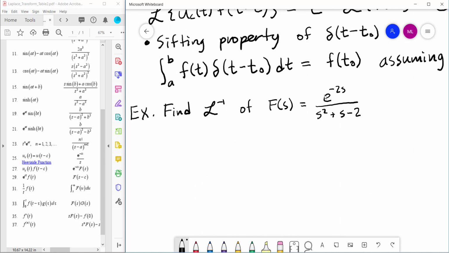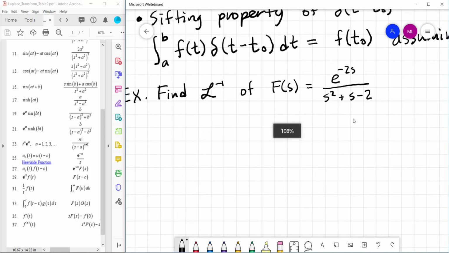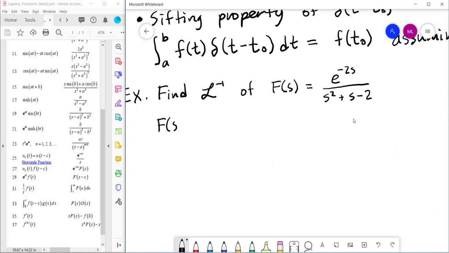So what I want to do is basically factor out, whenever you see an exponential in your Laplace space, in your functions that involve s, you basically always want to start by factoring that piece out. So I'm going to factor it out, and at the same time I also want to factor out the bottom. So let's look at our f of s. Our f of s in this case is going to be e to the negative 2s, I'll pull that piece out, times 1 over, I can factor this denominator as s minus 1 and s plus 2.